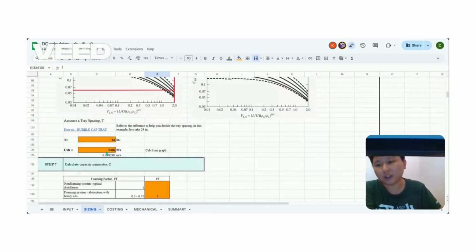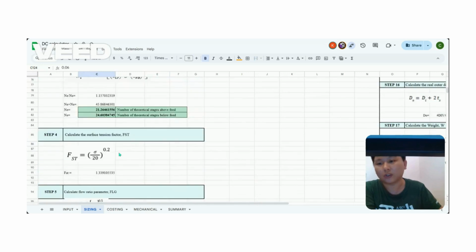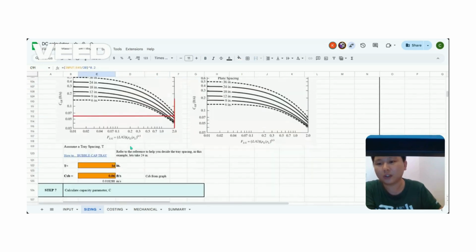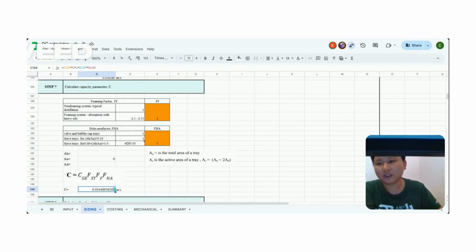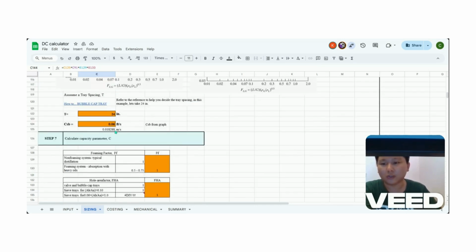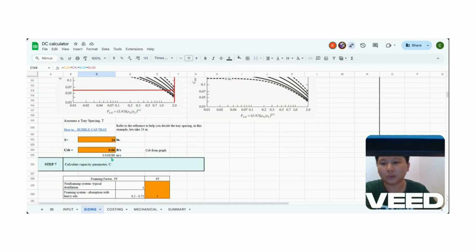So we already have the CSB in step 6, and also we have the FST in step 4. By inputting the values, we can get a value of 0.02448 meter per second. So why is there a meter per second? In step 6, we need to make a conversion of 0.06 feet per second to meter per second. So there's a conversion here.